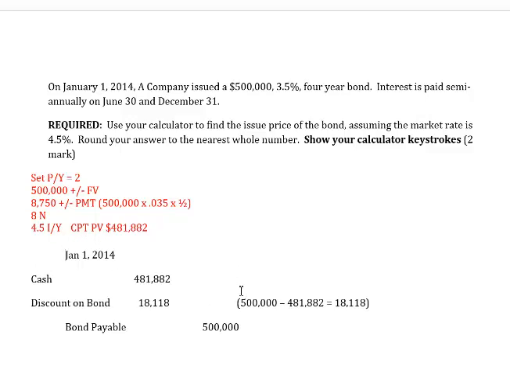So hopefully you found the video helpful. Now we're going to go on to another short video after this that deals with the par value bond.